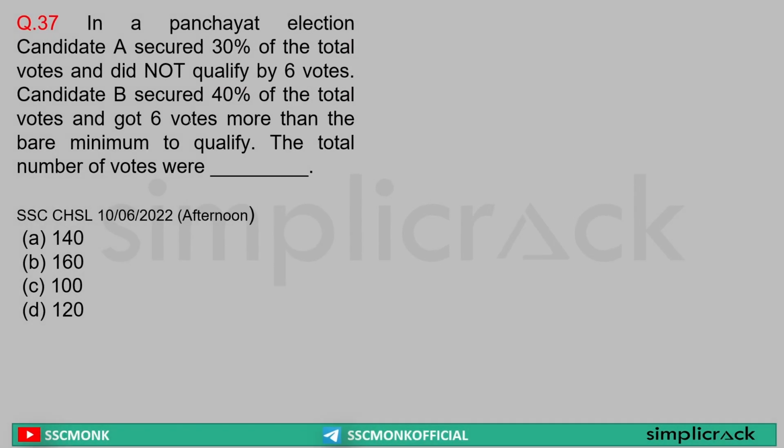In a Panchayat election, candidate A secured 30% of the total votes and did not qualify by 6 votes. Candidate B secured 40% of the total votes and got 6 votes more than the bare minimum. Basic, sir. 30%, let's say, sir, 3 by 10 of x did not qualify. So if he had got 6 more votes, he would have qualified. Now candidate B got 40% of the total vote and he received 6 more than the qualifying. So 4 by 10x minus 3 by 10x is equal to x by 10. 6 plus 6 is equal to 12. So the total number of votes is equal to 12 into 10, which is 120. That is option D. Clear? This is the number of voters.